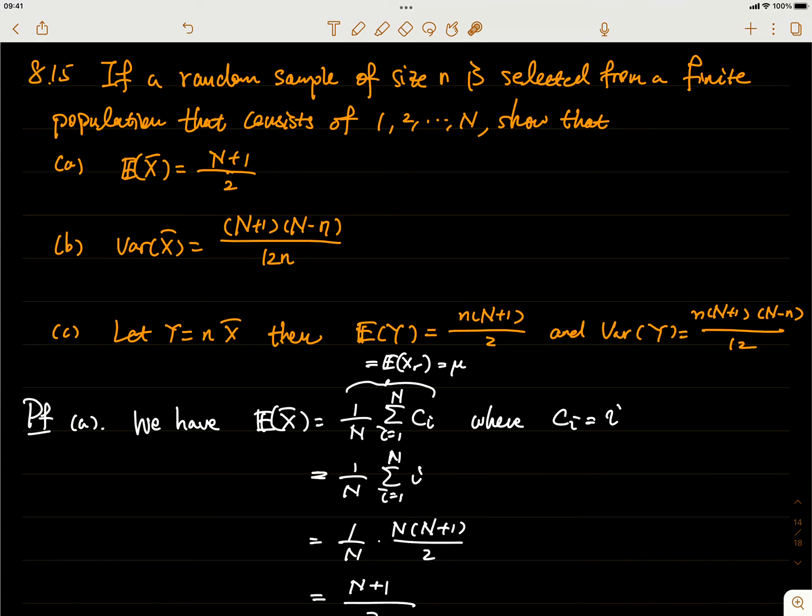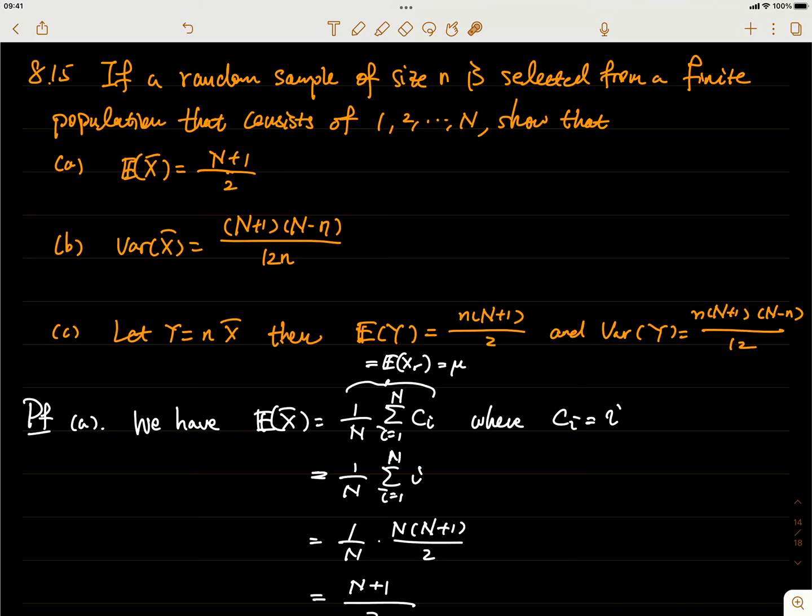Okay, problem 8.15. Suppose we have a random sample of size n that is selected from a finite population, which is just a bunch of numbers, 1 through capital N. So we're going to select n of them in order without replacement. One question is to show that the sample mean has expectation equal to this, the sample variance has the expectation of this, and if y equals n times the sample mean, then the expectation of y is this, and the variance of y is this.